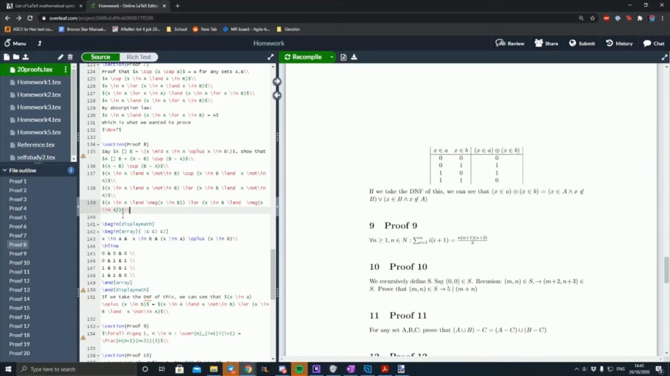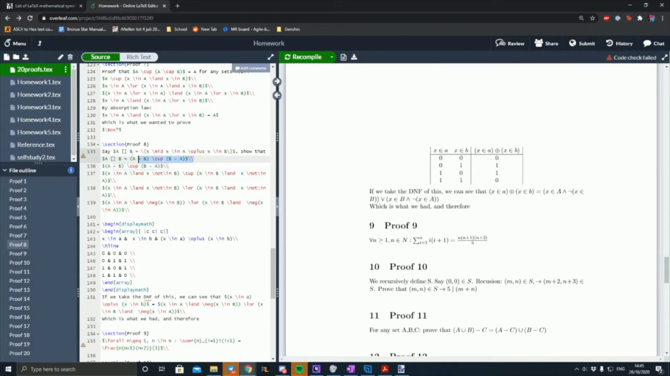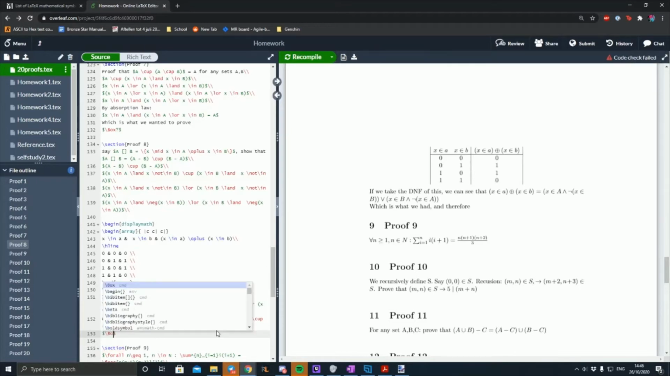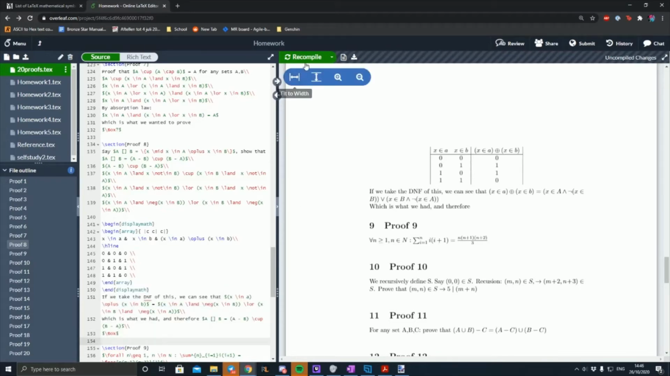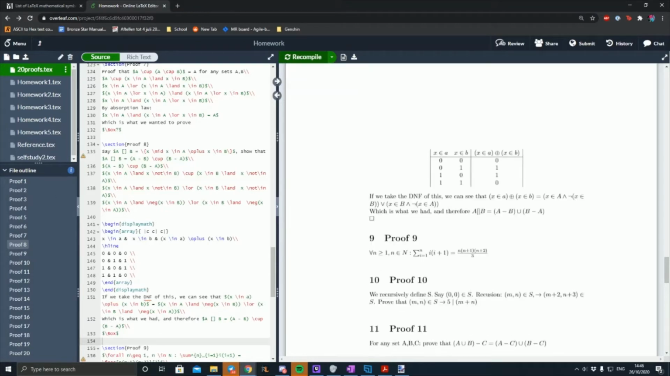And then I can just copy this over to here, which is what we had, and therefore, and then we add a little box. Okay, I thought that proof was gonna take a little longer. That's sick. Okay, so we're at 8 proofs out of 20.